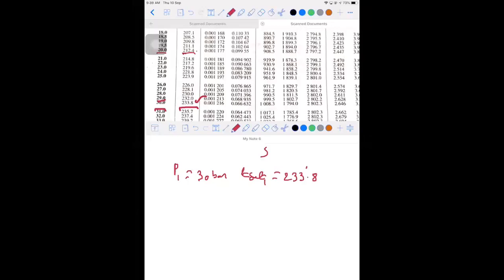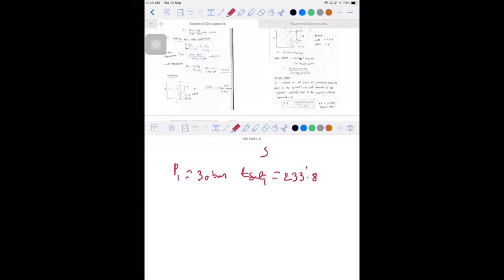And then T super 1. Because the temperature of the steam is more than this, we can say it is superheated steam. T super 1 is 400 degrees centigrade.